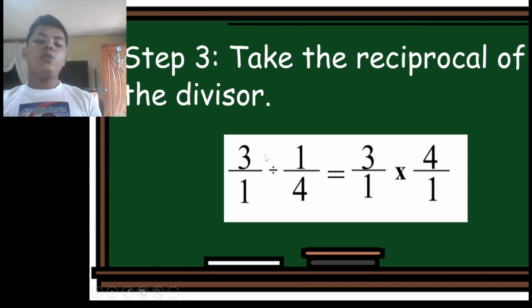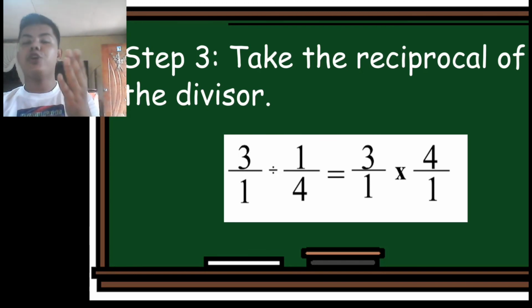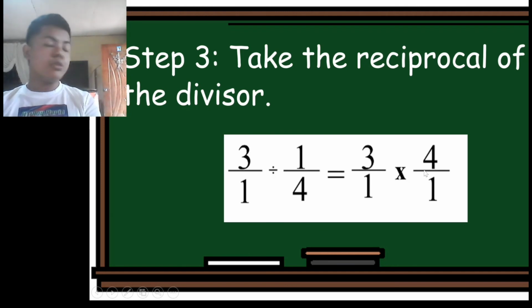So 3 over 1 divided by 1/4 equals 3 over 1 multiplied by the reciprocal of our divisor. Again, our divisor here is 1/4. Reciprocal means you need to switch your numerator and your denominator. Your denominator in the given example will be your numerator, and your numerator will be your denominator. That is why, as you can see, we have 4 over 1. So our given example now is 3 over 1 multiplied by 4 over 1.